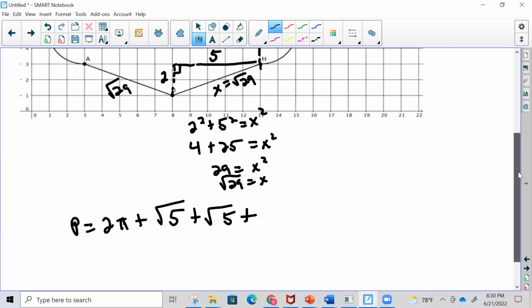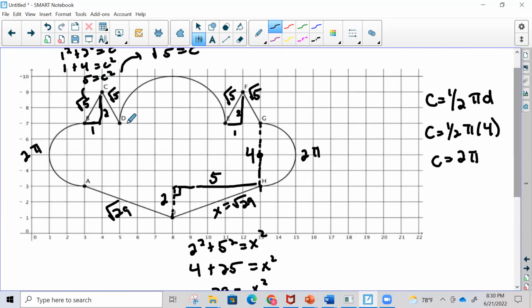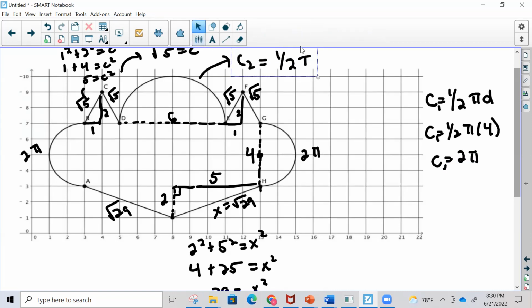Plus, I have one more circle at the top that I need to do. If I draw this diameter in, I have 1, 2, 3, 4, 5, 6. So for this circumference, let's call this one C1 for circumference 1, and then C2 for circumference 2. I would do again 1/2 because it's only half the circle, times pi, times d, which is 6. So 1/2 times 6 is 3 pi.